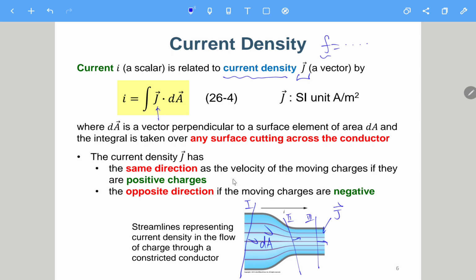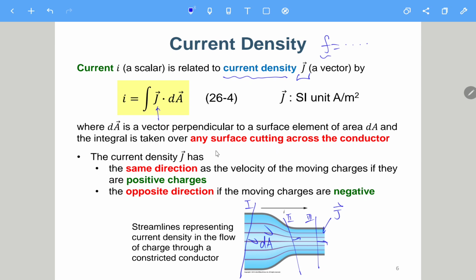But of course, you should follow what you define all the way. You cannot calculate this part with dA pointing to the left side and that part with dA pointing to the right side, then you'll be wrong. So you must be consistent. For example, for this one, you consider dA pointing to the right side, to the right side, to the right side.